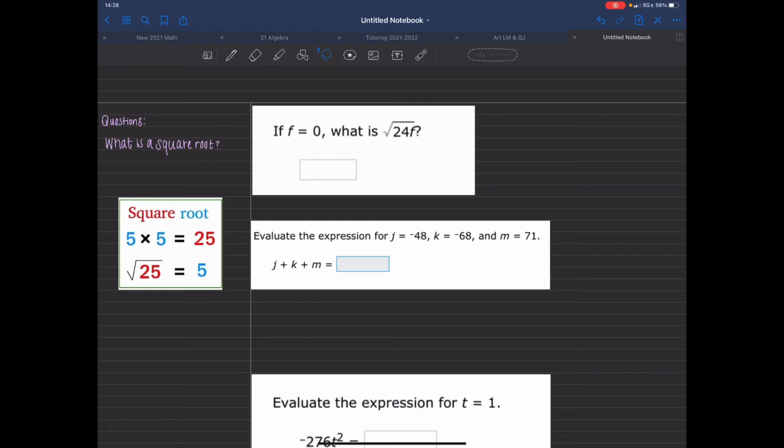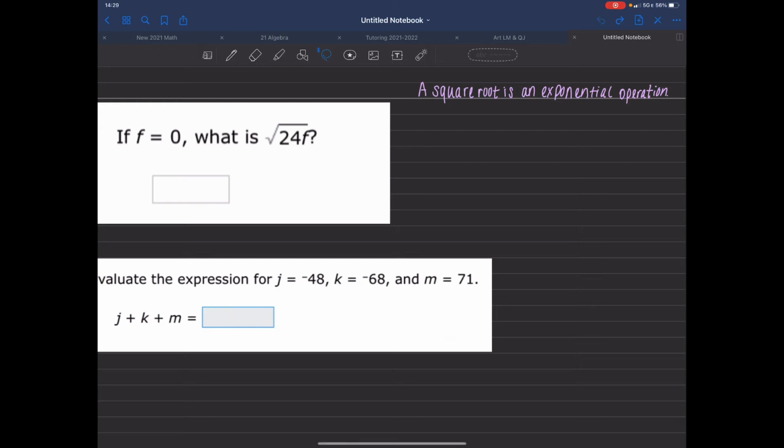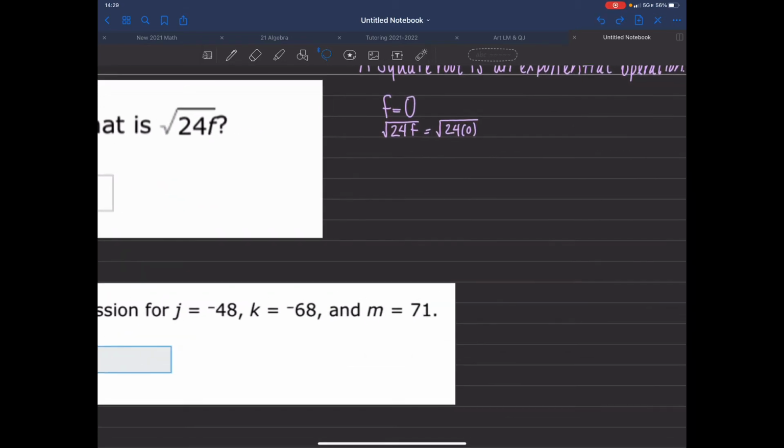Okay, we're going to look at some more examples. So it says if f equals 0, what is the square root of 24f? So basically a square root is an exponential operation. And then from there, we're going to say f equals 0. So square root of 24f. So you're going to work inside the box. So it's going to be 24 times 0. Again, working inside the box. So underneath the square root, I have a 0. And then the square root of 0 is 0.